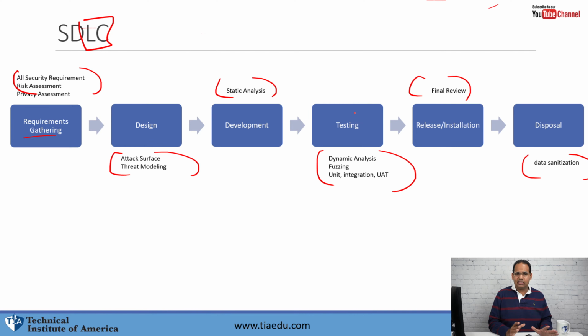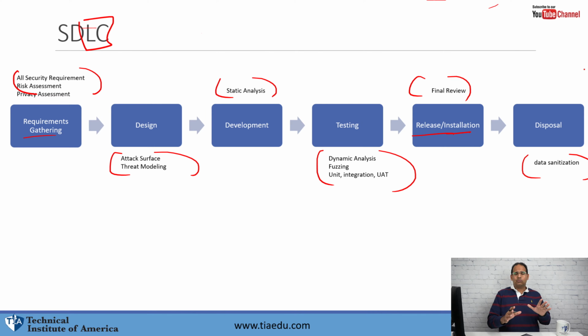So testing has a lot of things here. Once the coders are finished actually coding the software, the testers have to come in and do the user acceptance testing. They might do all different types of what's known as dynamic tests. Then they're going to release the software. This one here, they're going to install it to the actual users' computers.